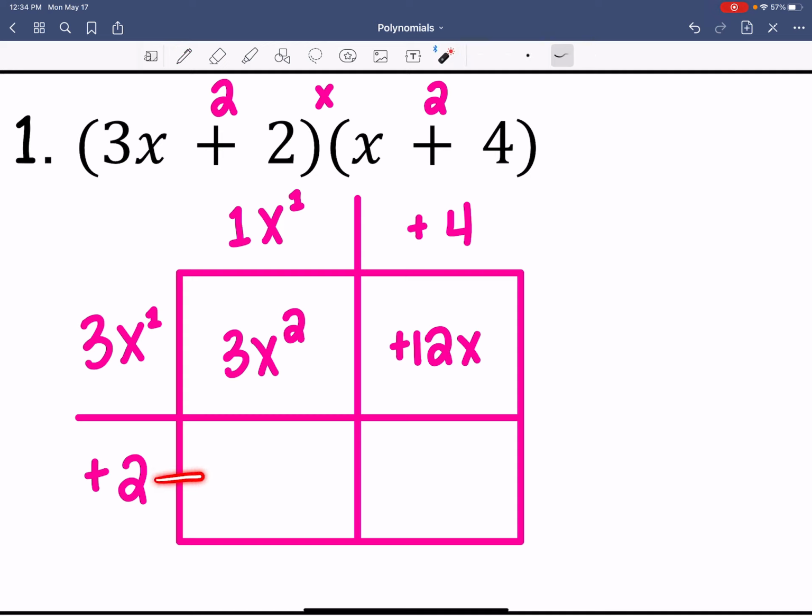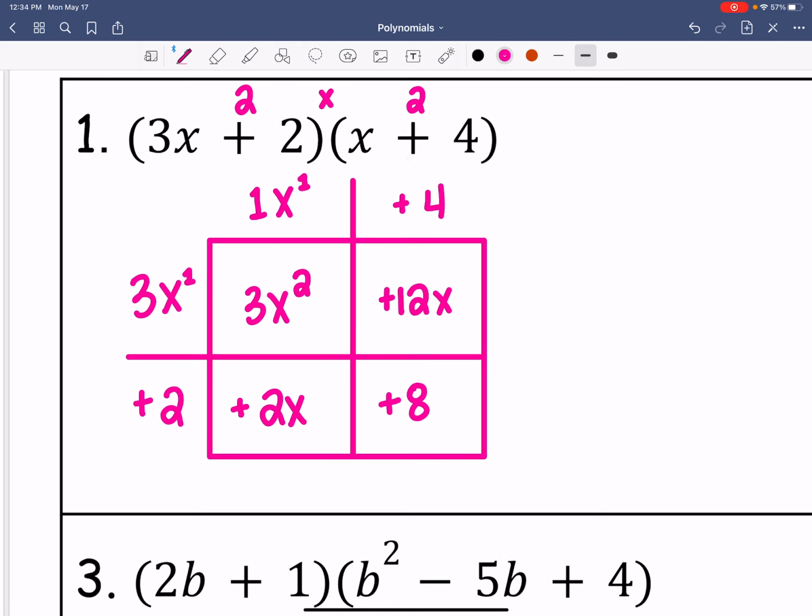Then we're going to go down to the second row. So positive 2 times x by itself. So just 2 times x is 2x. Then we have 2 times 4, which gives us positive 8. So again, I'm just going to go back and put some positive signs in there.